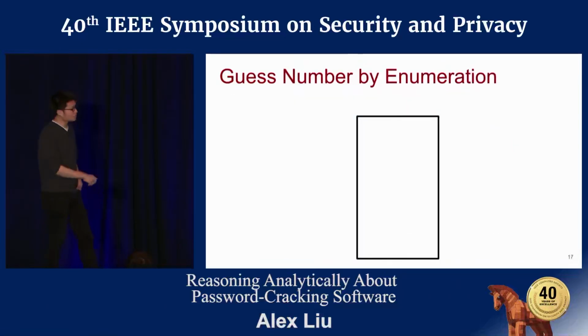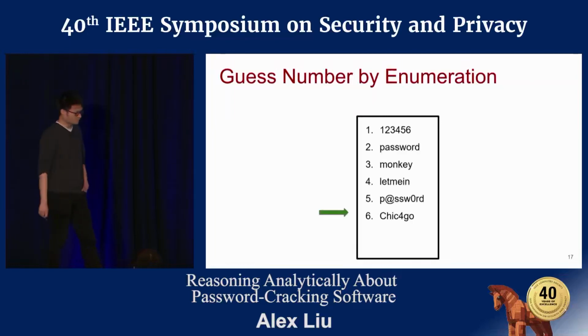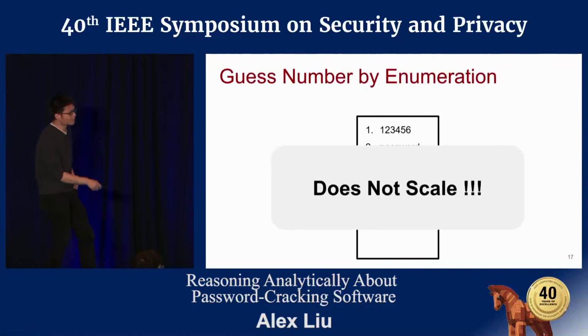So how do you do this? How do you get the guess number? The naive way to do this is you run the algorithm, you generate guesses, and you stop when the target appears. This is fine if you only have 6 guesses. What if you need to make a quadrillion guesses, which is 10 to the 15 guesses? What if you need to make 10 to the 20 guesses, and the password is at the end? So the problem here is that this approach does not scale.